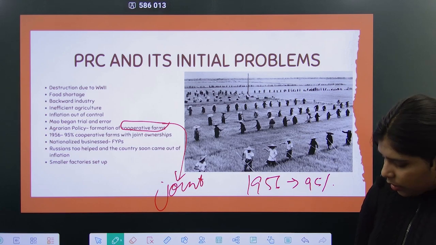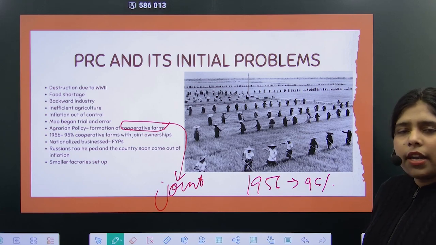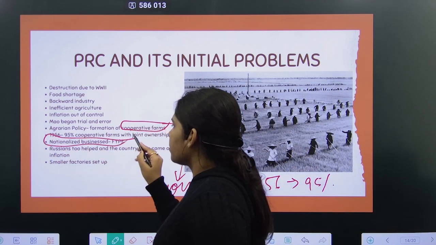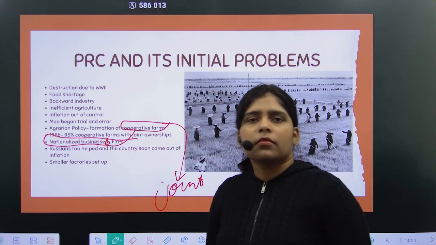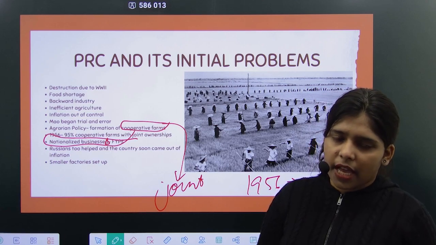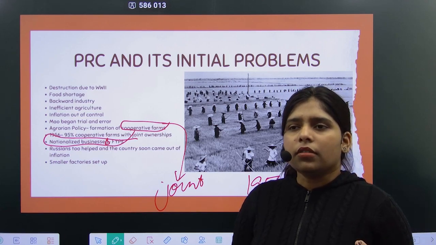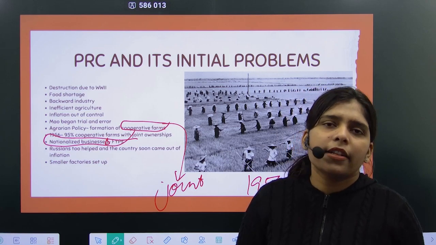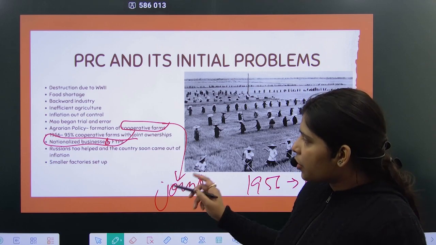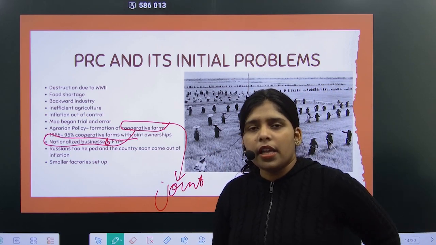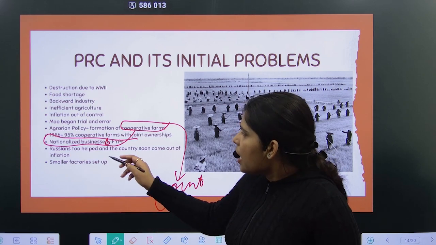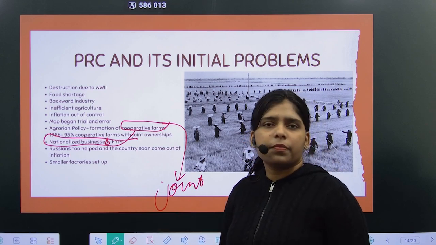Next, staying true to the socialist or communist ideology, businesses were nationalized. Every business was nationalized, industries were given into the hands of the state. Mao Zedong also laid out the 5-year plans for more and more development in the country. And at the same time, Russians were also helping the country. So all of this Russian help and Mao's 5-year plans helped China to come out of inflation.